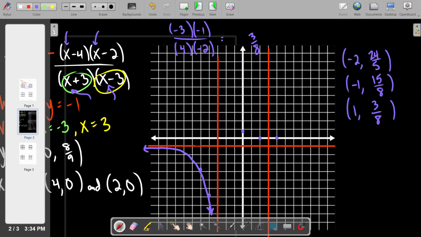So let's all graph these points. At -2, we're going to go up about 5, a little bit under 5. So we go left 1, 2, and up 1, 2, 3, 4, 5, and just a hair under. And then at -1, we're going to go up to almost 2. This is really taking shape nicely, very logically. And then at 1, we're going to get 3/8. I don't think we could have asked for a better outcome than this, my friends.